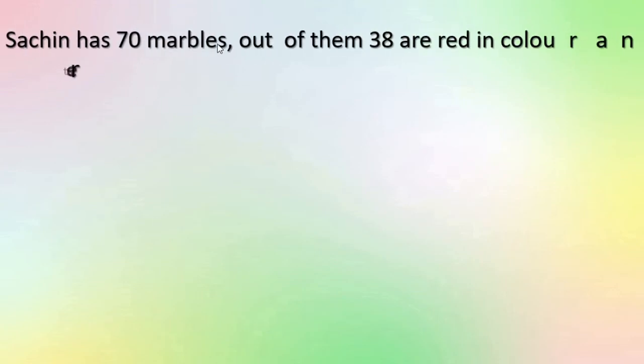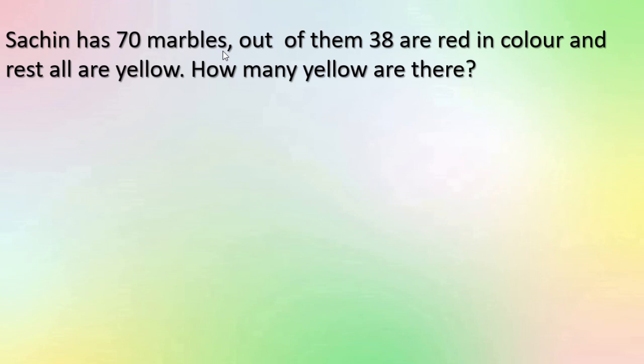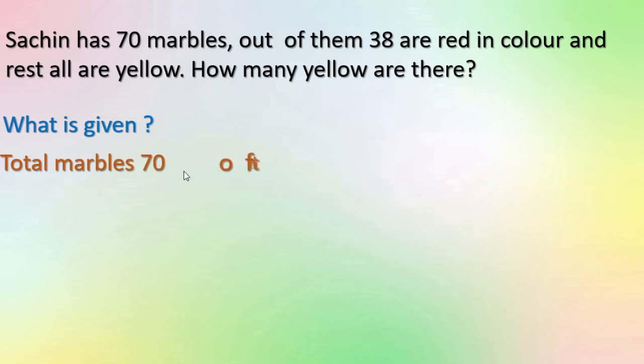One more sum. Sachin has 70 marbles. You know marbles, goti, right? Out of them, 38 are red in color and rest all are yellow. How many yellow are there? Yes, Sachin has two types of marbles, red and yellow. Here what is given? Sachin has 70 marbles. That is given, and out of them 38 are red. This much is given.